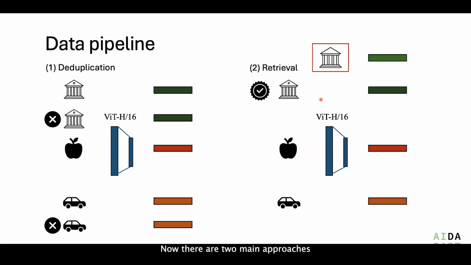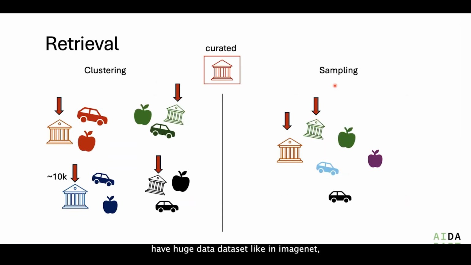Now, there are two main approaches to do that, depending on the size of the query dataset. So if we have a huge dataset, like ImageNet, then in that case, what we do is to simply take the samples from the web that are the nearest to the curated images that we have. So if we take, for example, 4 samples, so the 4 nearest samples from the web, then we are scaling up by 4 the size of our curated dataset.